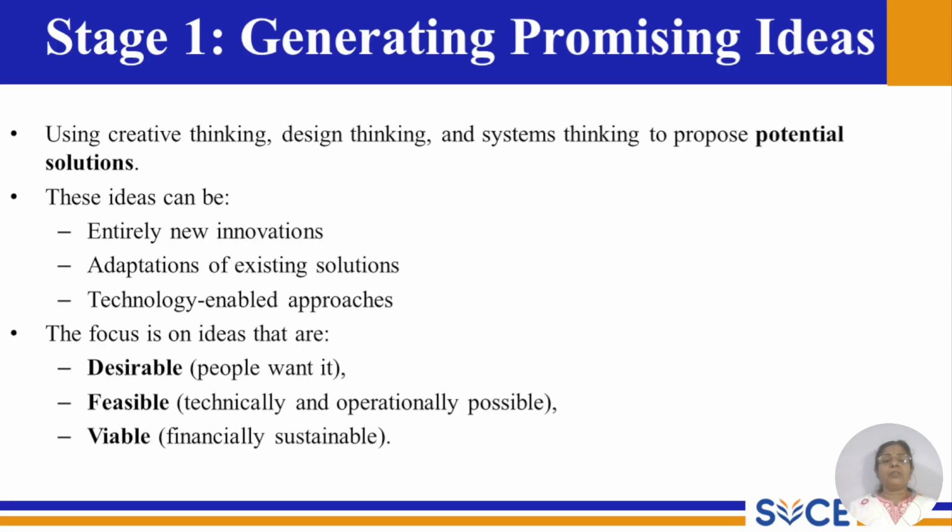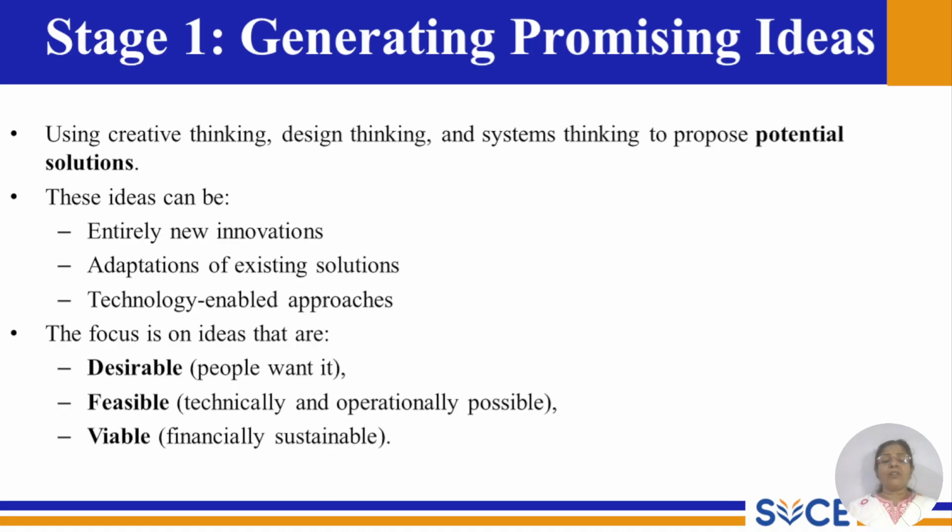So next one is using creative thinking and also design thinking and systems thinking to propose potential solutions. So we have realized, or we have identified a problem, generating ideas. We need to offer solution to that. So these ideas can be entirely new innovations. It might be new or it might be an adaptations of existing solution, just refining it, or technology enabled approaches. Solutions might be in three levels or three types.